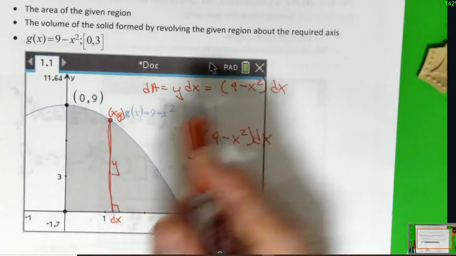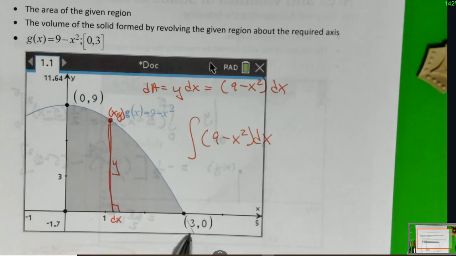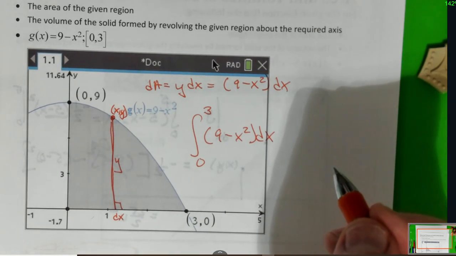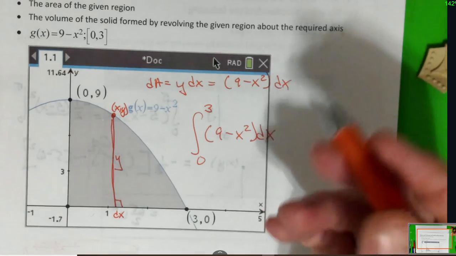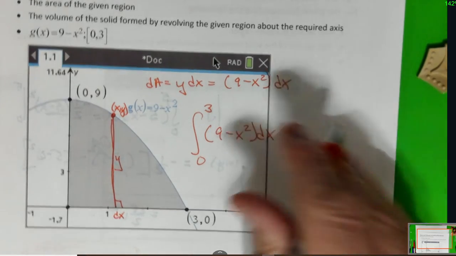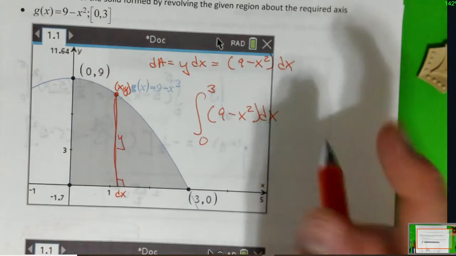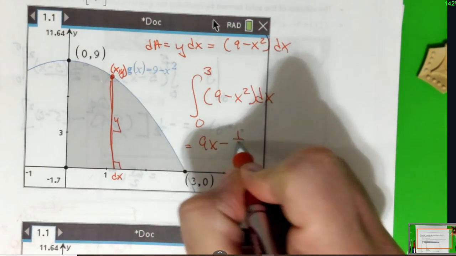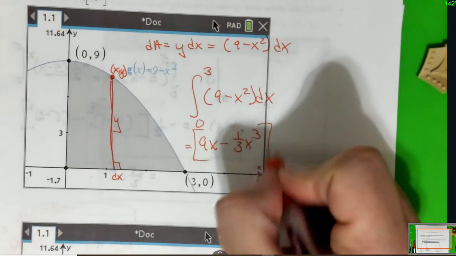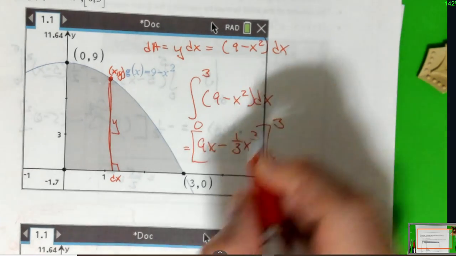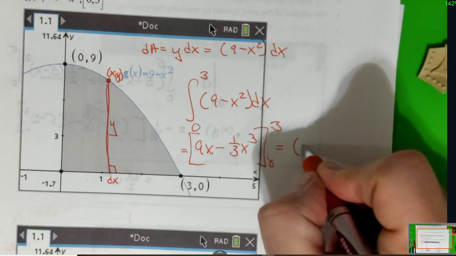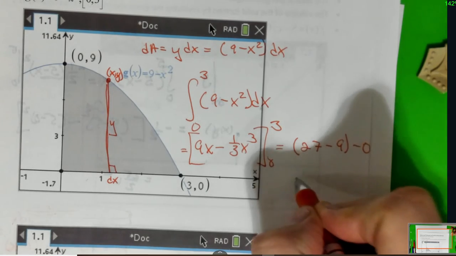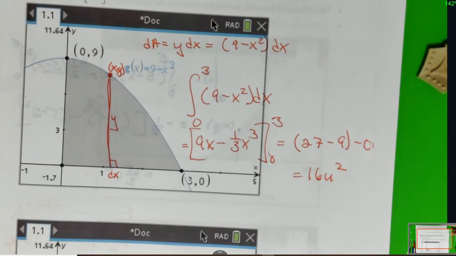Okay. Now, I will go from 0 to 3 in x. I could have done this one in y, but it's just easier to do it this way because then I have less work to do. Well, actually, no, I don't. I lied. I'll do it in y below. So this will be 9x minus 1/3 x cubed evaluated from 0 to 3. And then this will be, okay, 3 times 9 is 27, minus 27/3, I hope is still 9, minus 0, which is 16 square units.